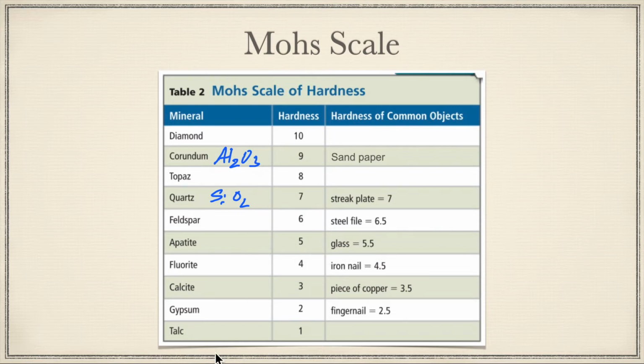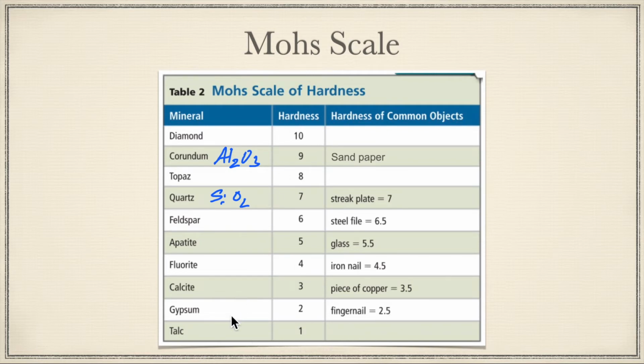So what we have over here is the minerals. So if you have a kit with the minerals, you can use these. You also have common objects over here. So fluorite is a 4. Iron nail is about 4.5. Calcite's a 3. Piece of copper, like a penny, an old penny, not a new penny, because new pennies aren't really copper. But copper is about 3.5. Gypsum is a 2. Fingernails about 2.5, and then talc is a 1.